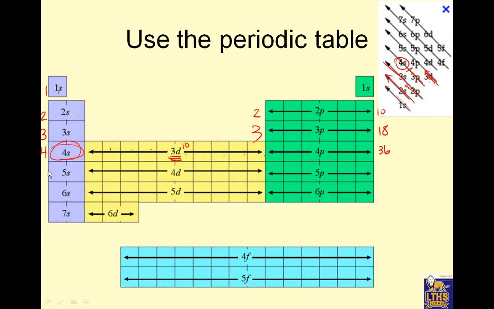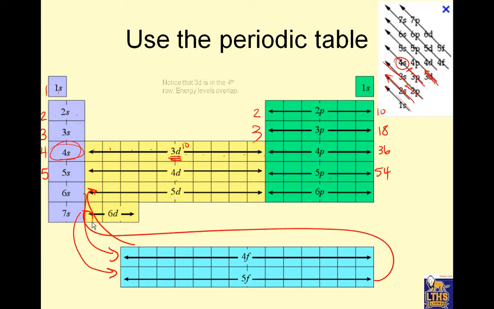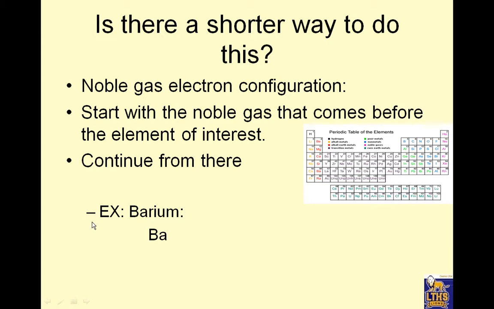Okay? And we could keep going. 5s, 4d, 5p. And by that time, we've taken care of 54 total electrons. Okay? Now, down here, we go to here, and then back up. Down here, we go to here, and then back up. Okay? So, there's a little overlap in the energy levels, so 3d actually fills after 4s.